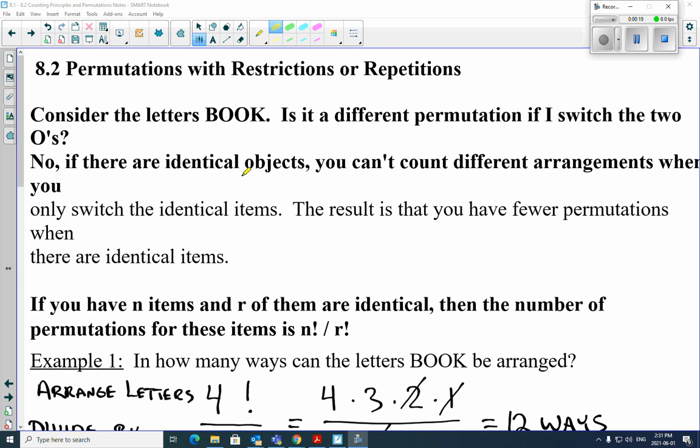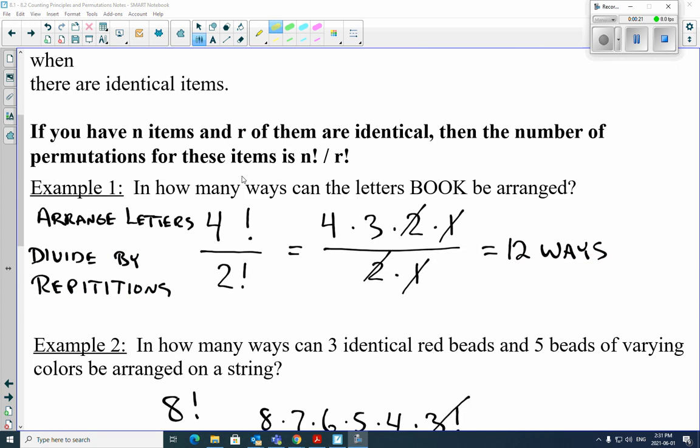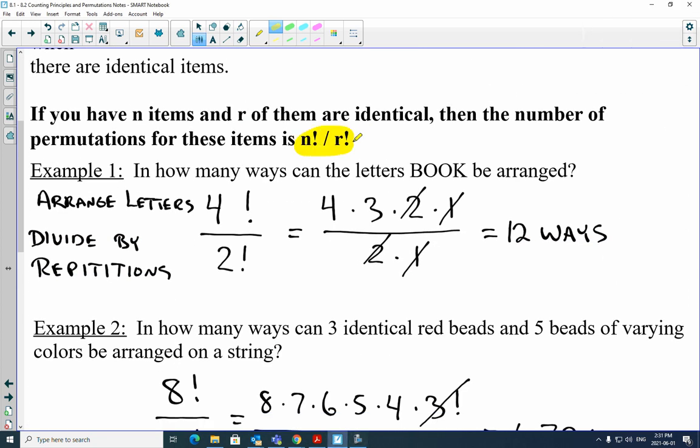So when we're doing that, we actually look at the formula here. And the formula is really easy. It's n factorial over r factorial. And n factorial is the number of whatever we're changing, and r is the repetition. So for instance, how many ways can the letters book be rearranged? Well, there's 4 letters, so we get 4 factorial. Repetitions, the O's, right? There's our 2 factorial. We divide it out. We find out it's 12 ways. It's really not that hard.